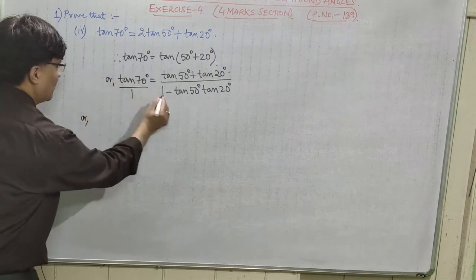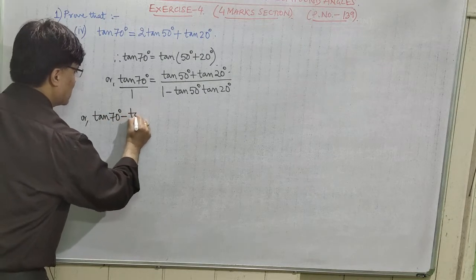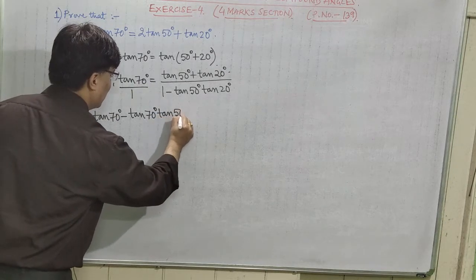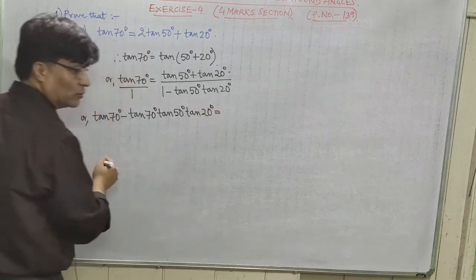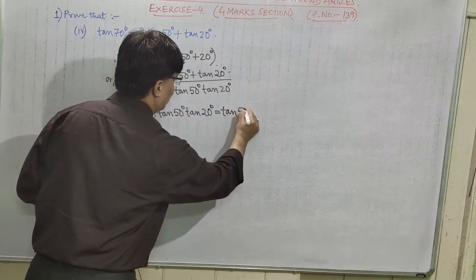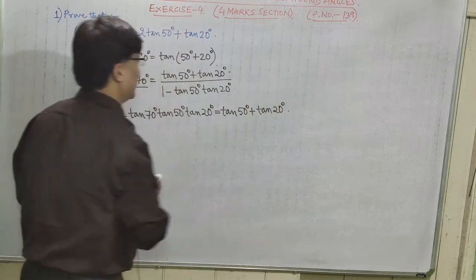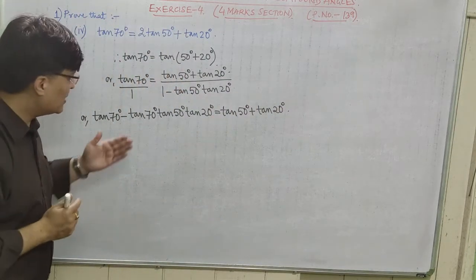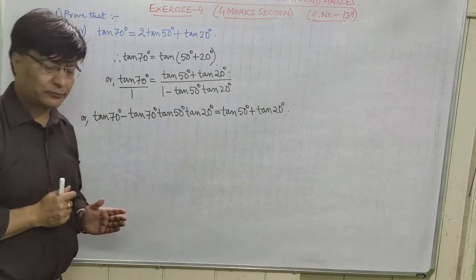So now let us cross multiply: tan 70 into 1, tan 70 degree minus tan 70 degree tan 50 degree tan 20 degree, which is equal to, now cross multiply by 1 here, it will be 1 into tan 50 degree plus tan 20 degree. Okay. Now in this case, on the left hand side, you have to simplify this second term.